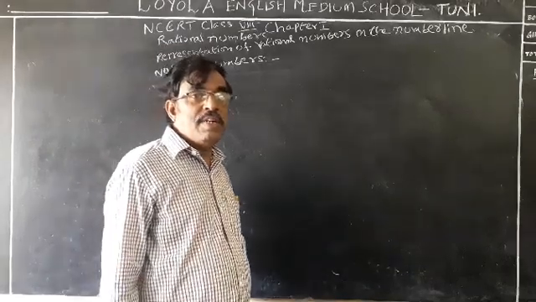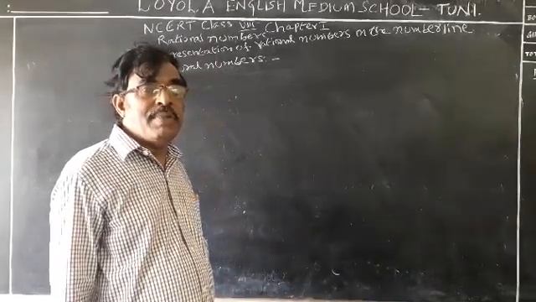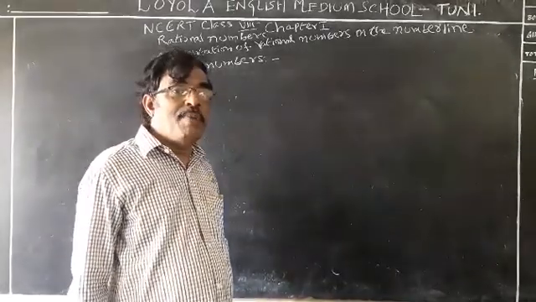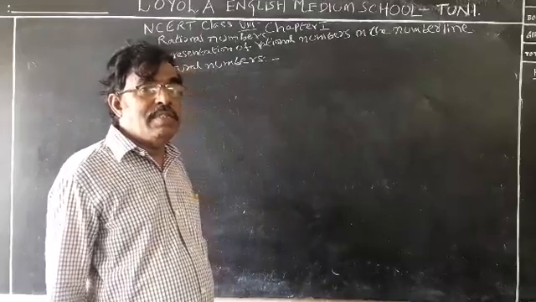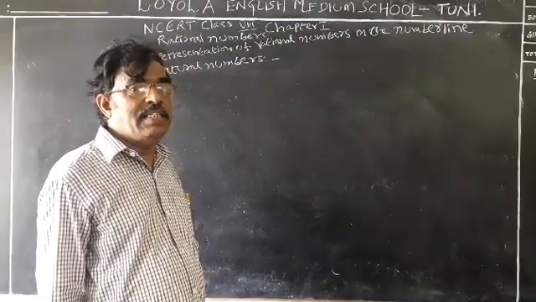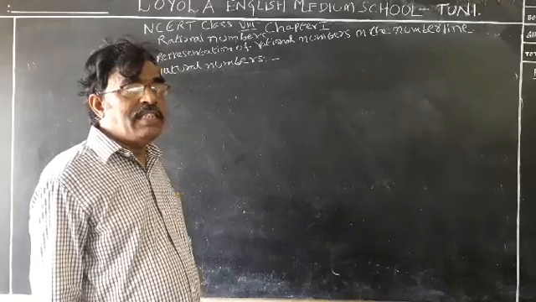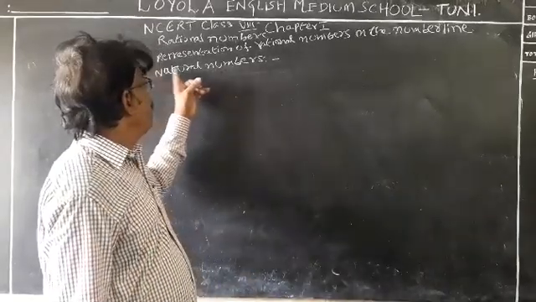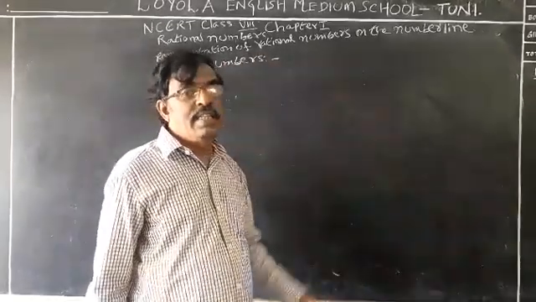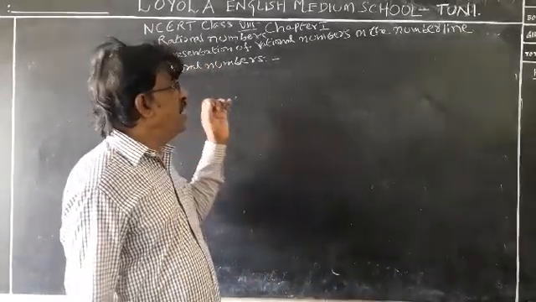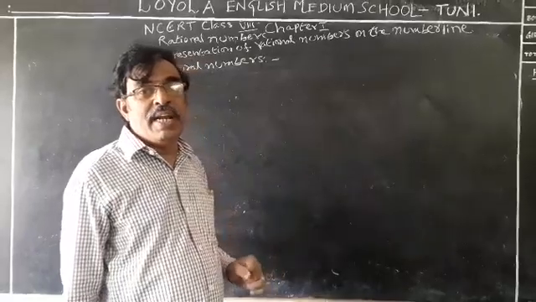In the previous class we have discussed rational numbers. What are rational numbers? What are the properties of rational numbers? In continuation of the second day's lesson, let us continue the same chapter, rational numbers: representation of rational numbers on the number line. How do we represent rational numbers on the number line?